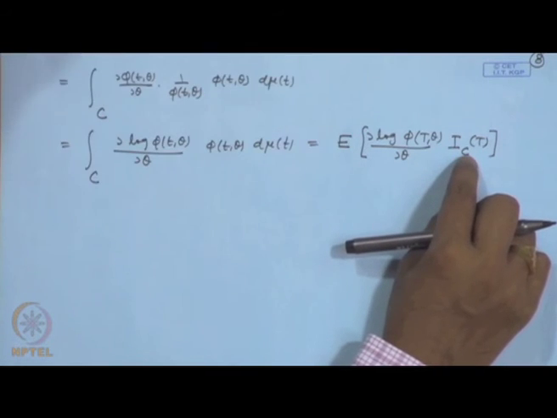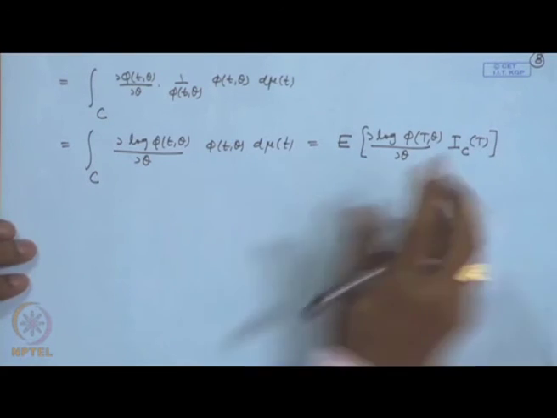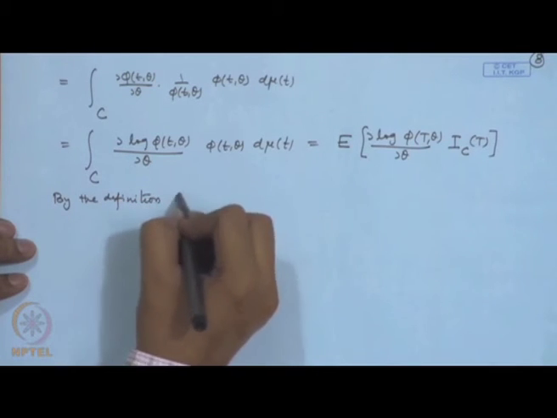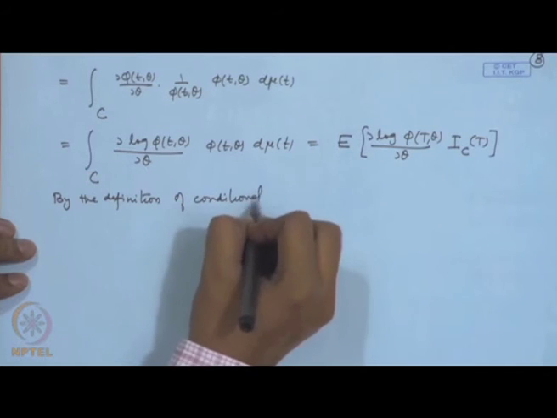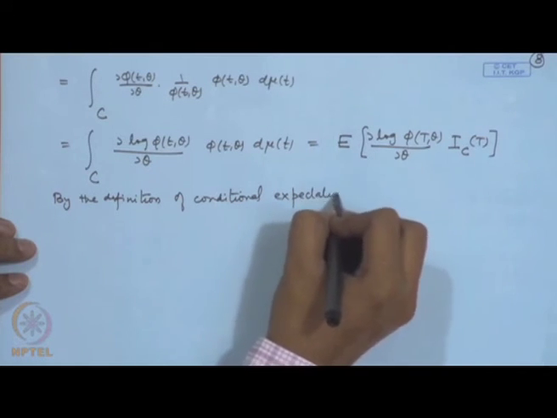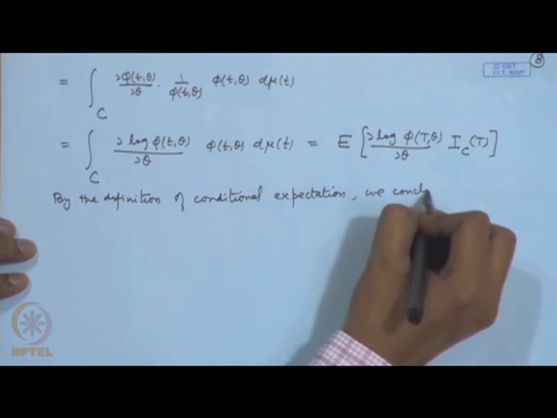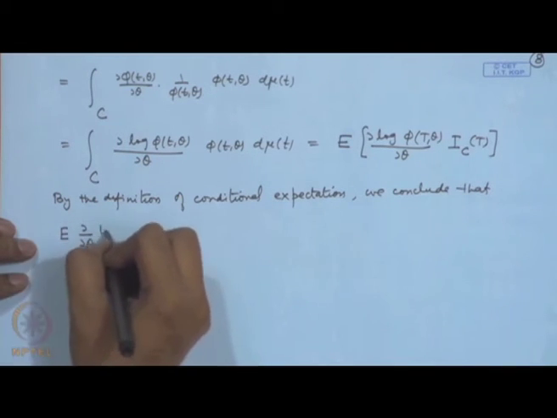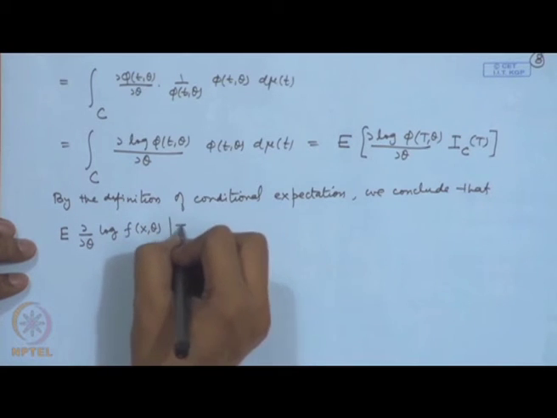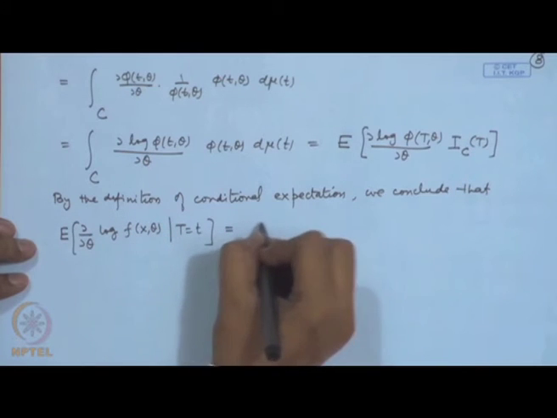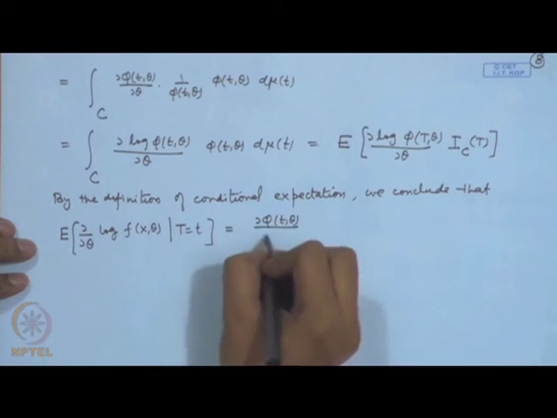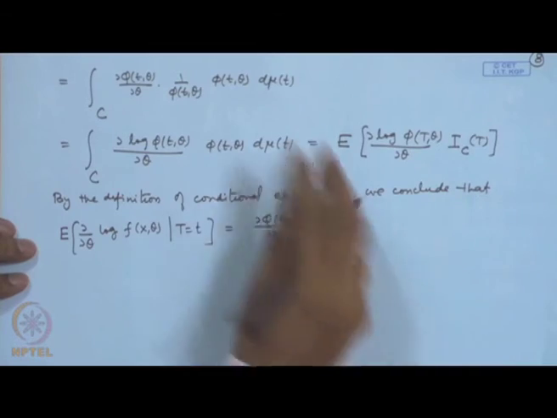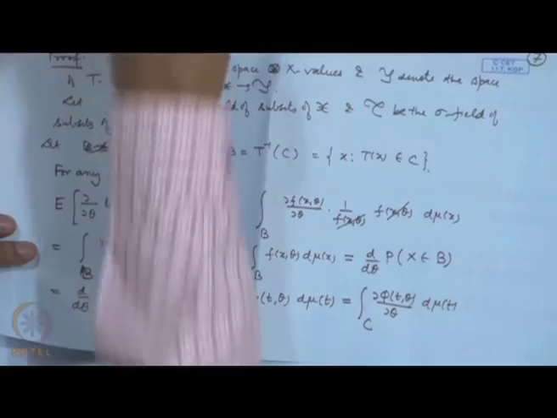Therefore, by the definition of the conditional expectation, we conclude that expectation of ∂/∂θ log f(X, θ) given T = t is equal to ∂φ/∂θ divided by φ(t, θ). That is the statement given here.